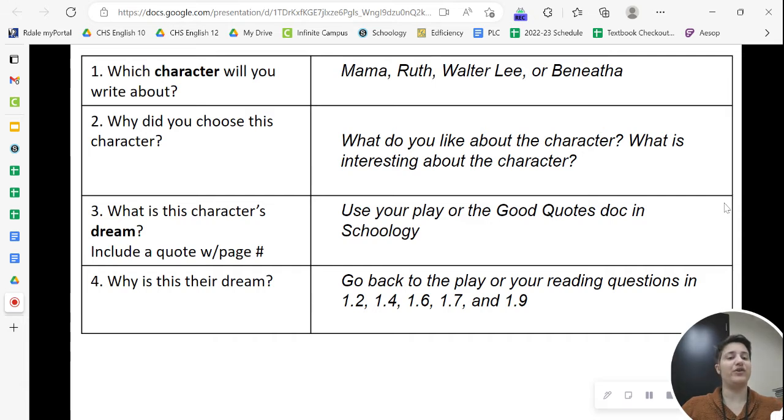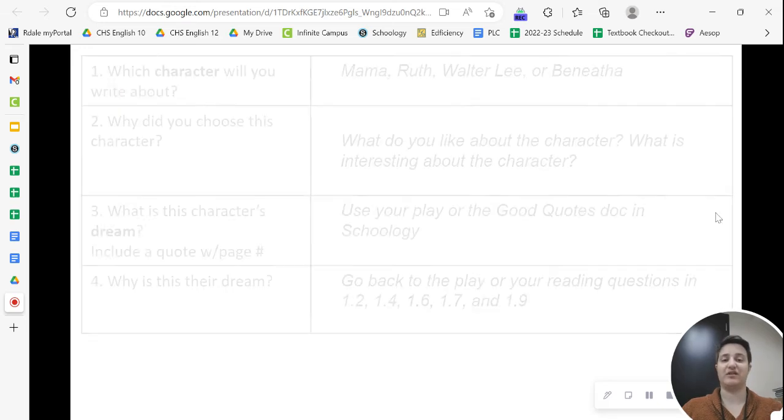Our next piece is why is this their dream? Use the book or your reading questions in our sections that were about the play. 1.2, 1.4, 1.6, 1.7, and 1.9 are particularly good places to look.